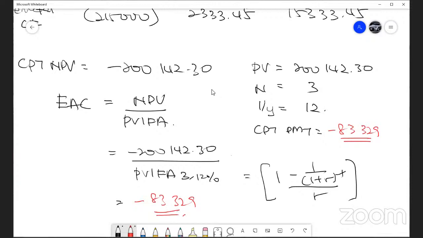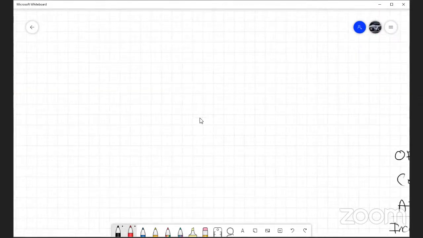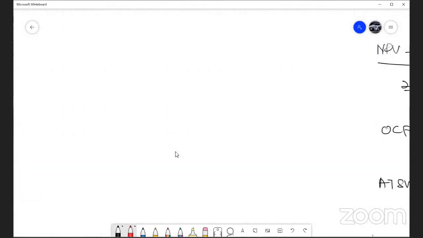So here they are telling you equivalent annual cost. To use Tacron 1, each year you spend almost 83,329. So once you're done with Tacron 1, you do Tacron 2 now. So this is Tacron 1, so we do Tacron 2 now. Okay, next we count Tacron 2.